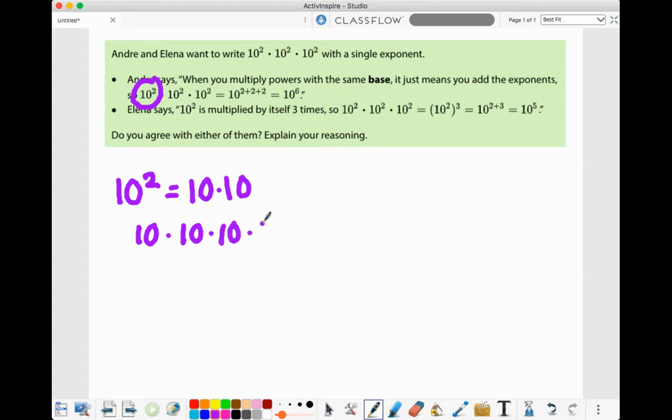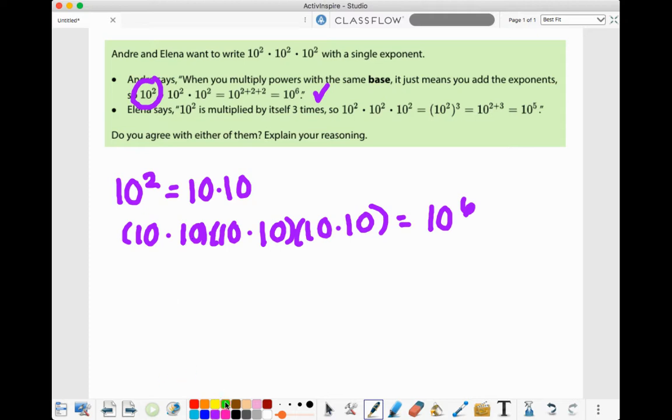And so by expanding any of these problems that we do with exponents, if you ever forget the rule, just expand it. And then look, we have the number 10 because we have 10 squared 3 times. 1, 2, 3. We've got the number 10 1, 2, 3, 4, 5, 6 times. And so since we've seen it 6 times, we're going to put it to the power of 6. So I feel like Andre is correct.